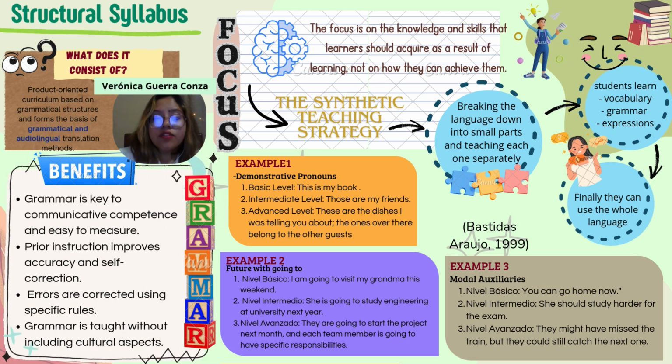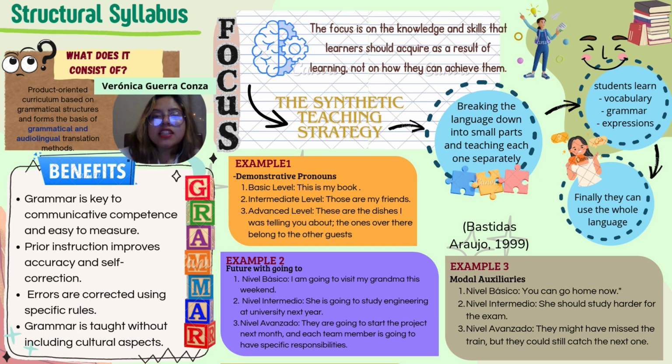We have three examples following a structural approach from less to more complex. Let's look at one. For example, the future with going to, focusing on it progressively from a basic level. I'm going to visit my grandmother this weekend. Basic use of going to expresses a simple future plan.